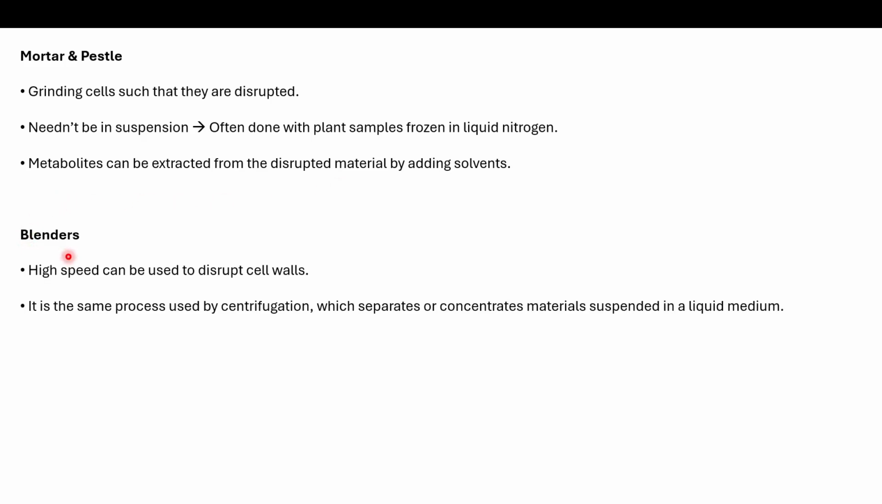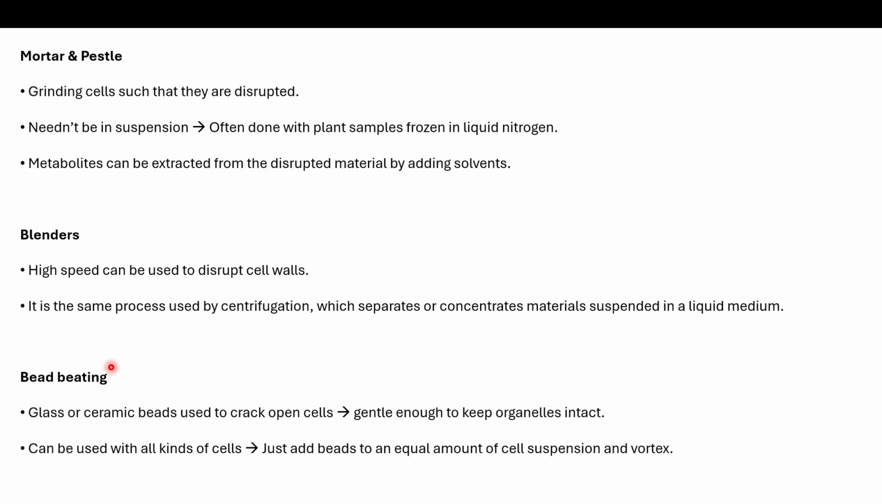Then there can be blenders or the mixer grinders, simply what we use in day-to-day kitchen activities. Those blenders can also be used at high speeds for a certain period of time to disrupt the cell walls. This is also done with plant samples frozen in liquid nitrogen. It is the same process as after centrifugation, which separates or concentrates the materials suspended in a liquid medium. Then there's bead beating.